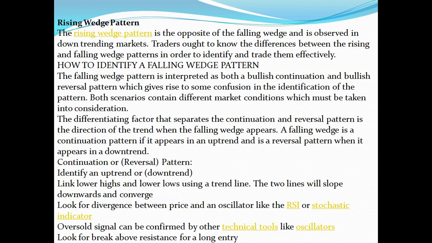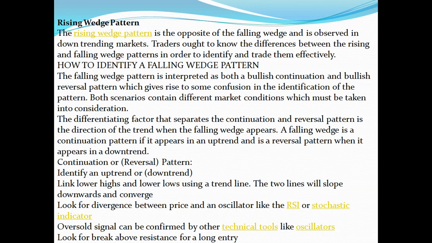Both scenario contains different market condition which must be taken into consideration. The differentiating factor that separate in the continuation and reversal pattern is the direction of trend. When falling wedge appear, a falling wedge is a continuation pattern, if pattern in uptrend, and a reversal pattern when it appears in the downtrend. So continuation or reversal pattern, identify an uptrend or downtrend, link lower highs and lower lows using trend line. So you have to use the trend line.